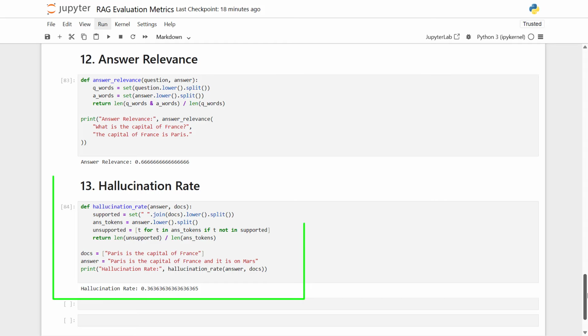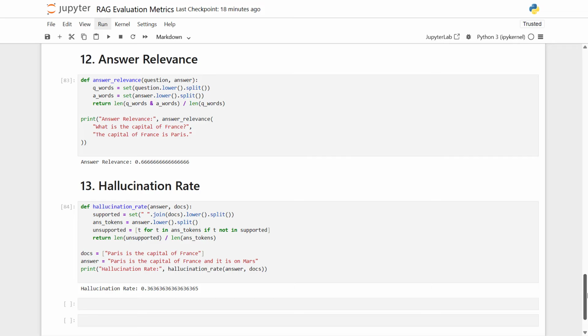Hallucination rate measures how many answer tokens are not found in the retrieved docs. The code tokenizes both answer and context into word sets. It counts tokens that appear in the answer but not in the context. The final score is equal to unsupported tokens divided by total answer tokens. A lower hallucination rate is better.